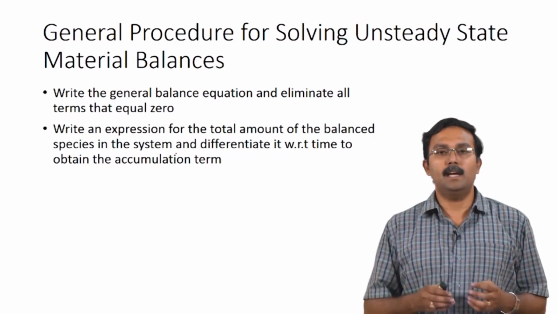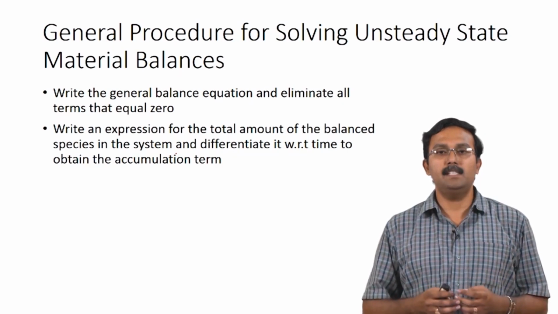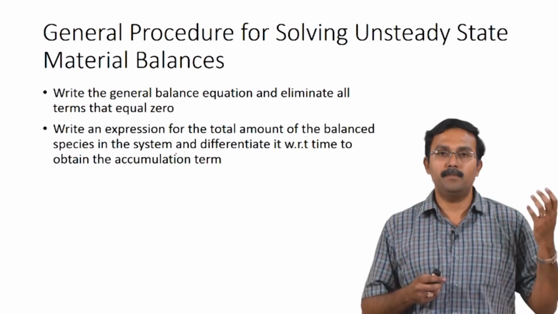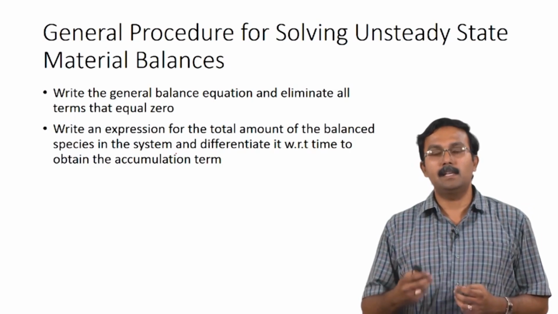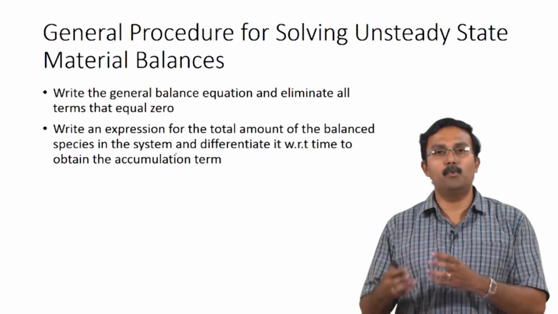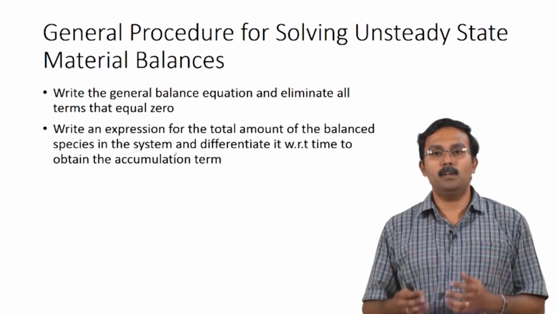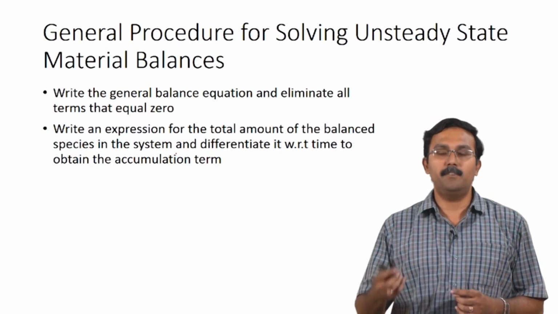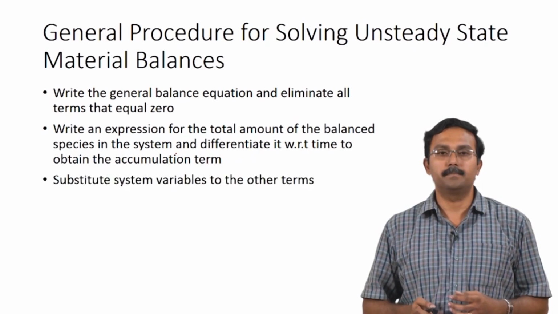The next thing is you would write an expression for the total amount of the balanced species in the system and differentiate it with respect to time to get the accumulation term. So, for example, when we first did the total mass, we did dm by dt, whereas in the second part of the first example we were looking to write the balance equation for number of moles of A. So, we wrote dNA by dt. So, basically what you have done is you have written the total amount of the balanced species in the system and you have differentiated it with respect to time, and this becomes your accumulation term.